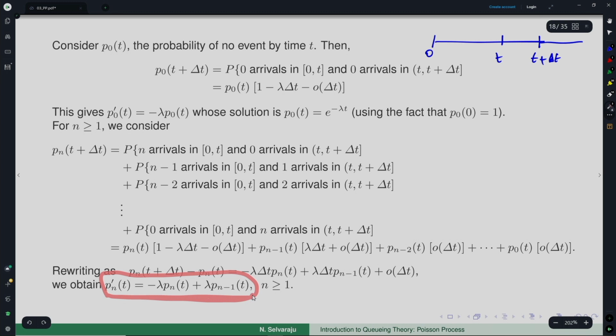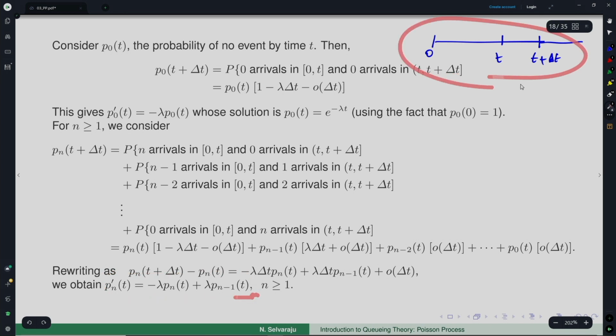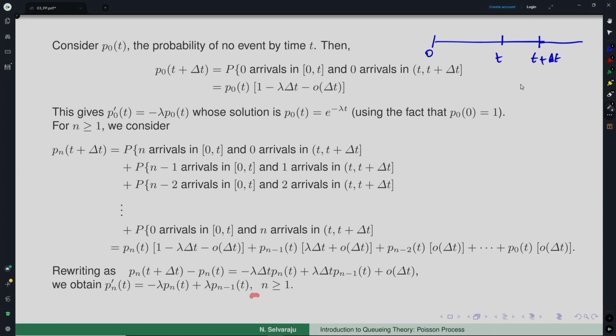That is what is important. This is the kind of argument that you will use to arrive at this kind of differential difference equation, even, in general, for a continuous time Markov chain. So, the argument here is a stepping stone. This is how you arrive at these particular equations.